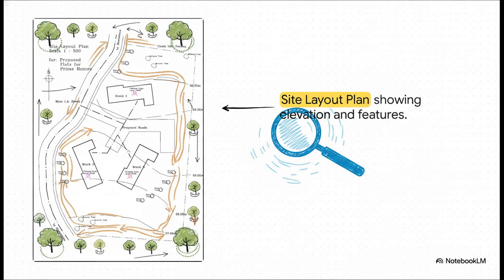Also, check out the little tree icons dotted around the perimeter. The plan actually differentiates between small trees and mature trees. Why does that matter? Because those mature trees might be protected by local council regulations, which means your site works and heavy machinery have to carefully and expensively navigate around them.